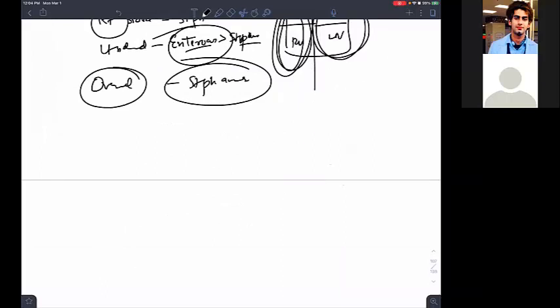The second question which will be coming in your exam is what is the most common cause of subacute endocarditis?